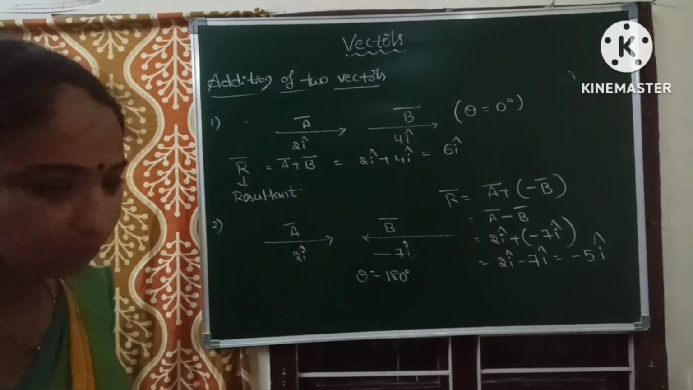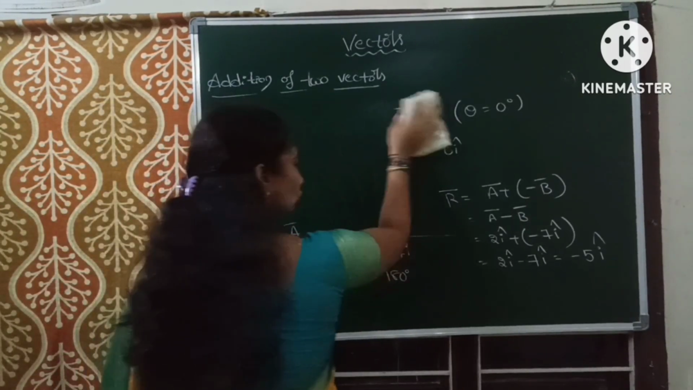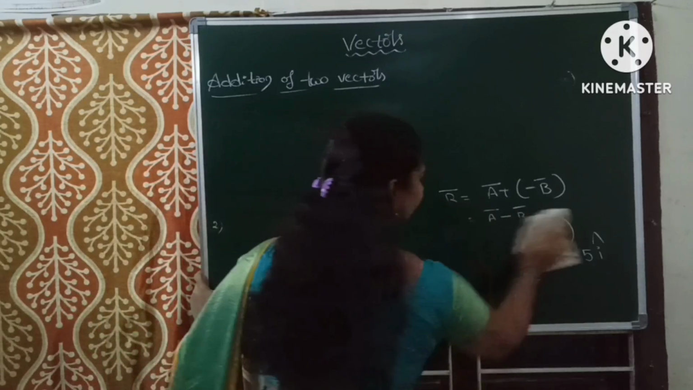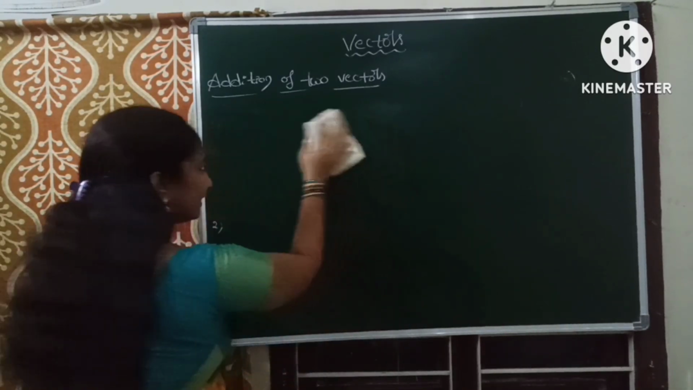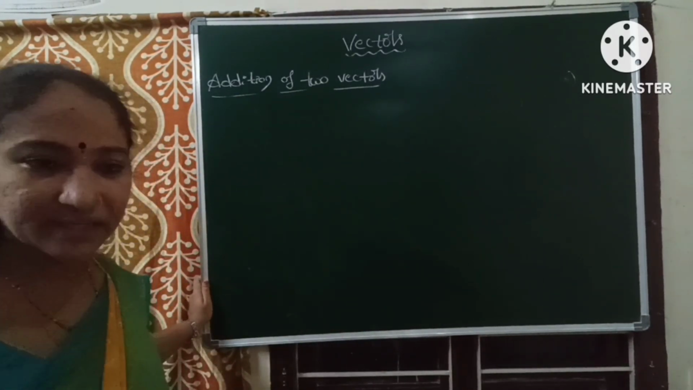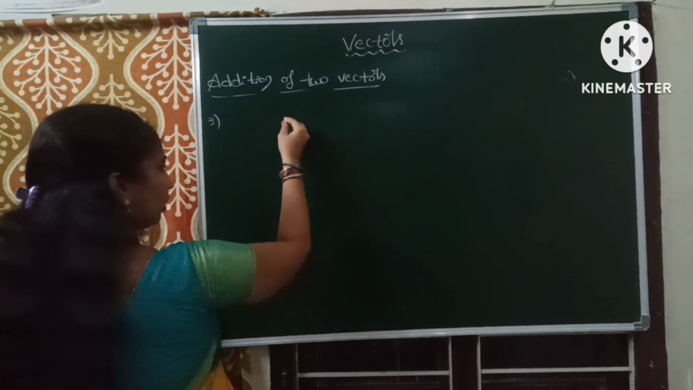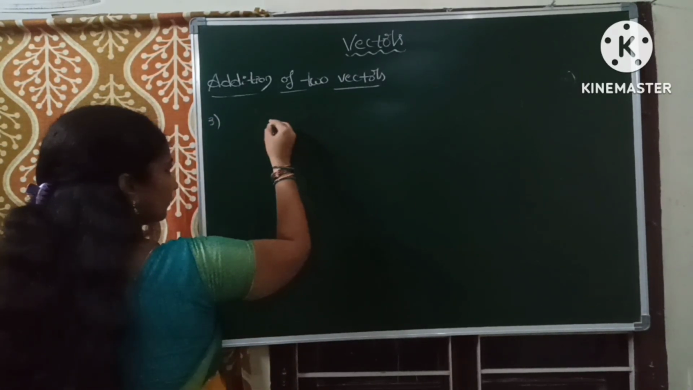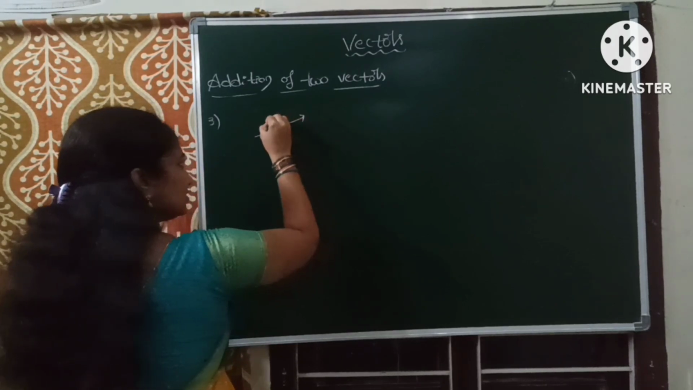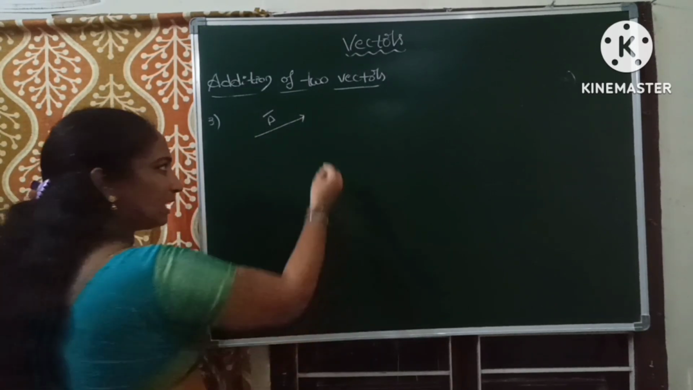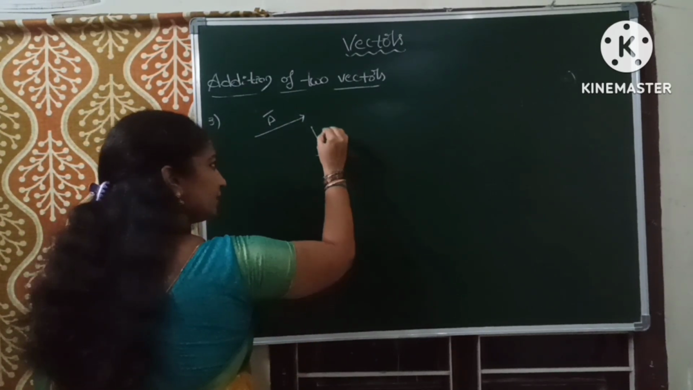Right. But now in the third one, if two vectors are inclined at an angle, for example, that is the third one. Here I have one vector like this, A bar, and another vector B bar like this.